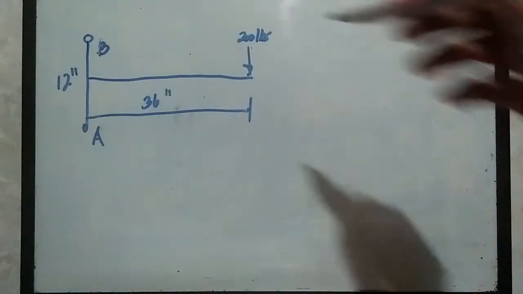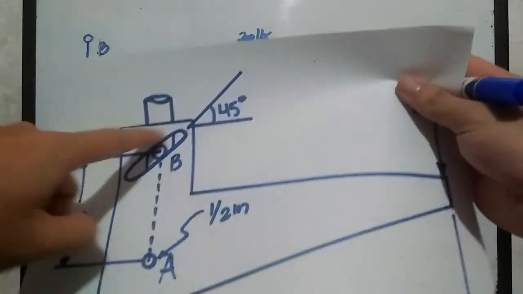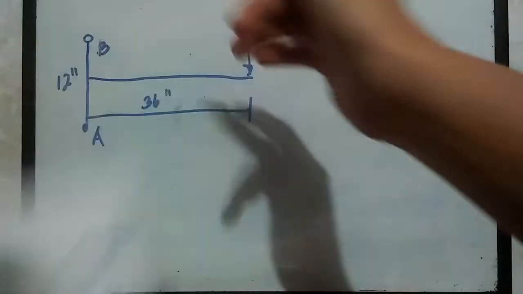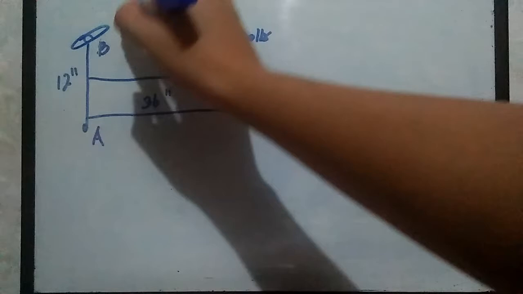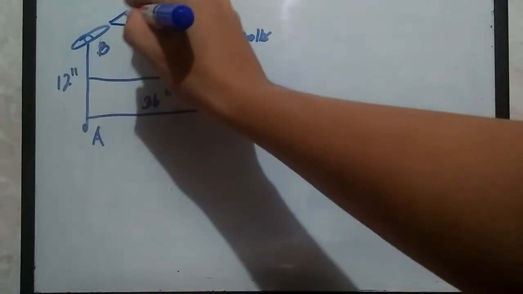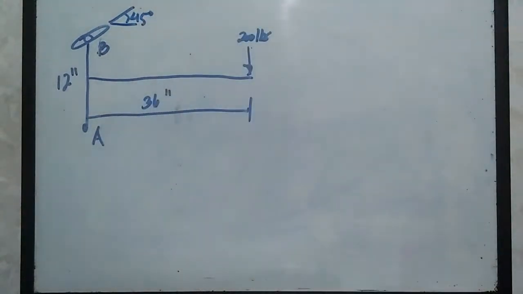And don't forget that this one has a slot angled at 45 degrees. It goes like that. This one is 45 degrees. Now, in order for us to determine the unknowns, let's first consolidate what the forces are for each pin A and B.